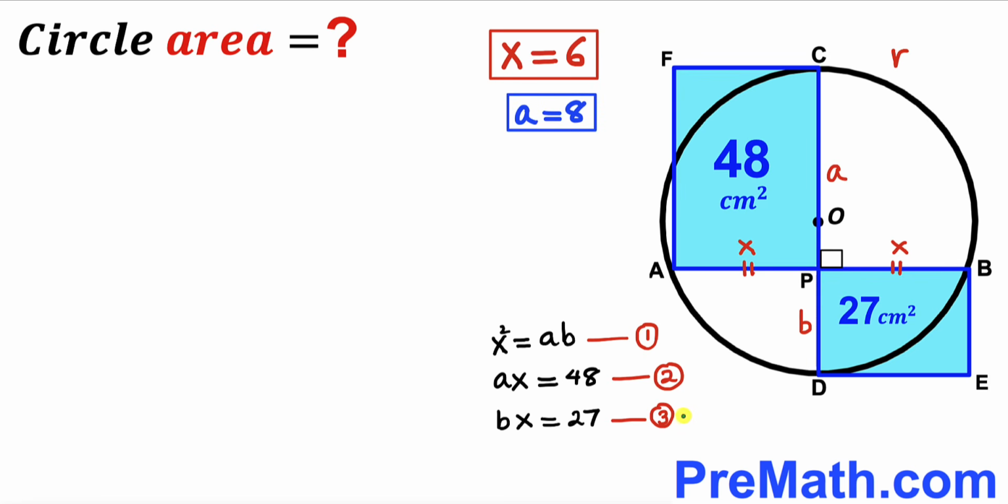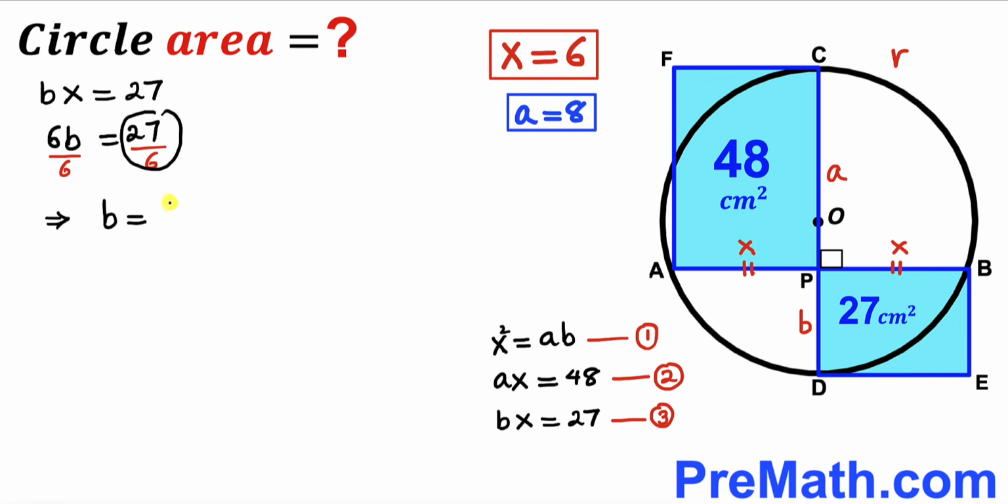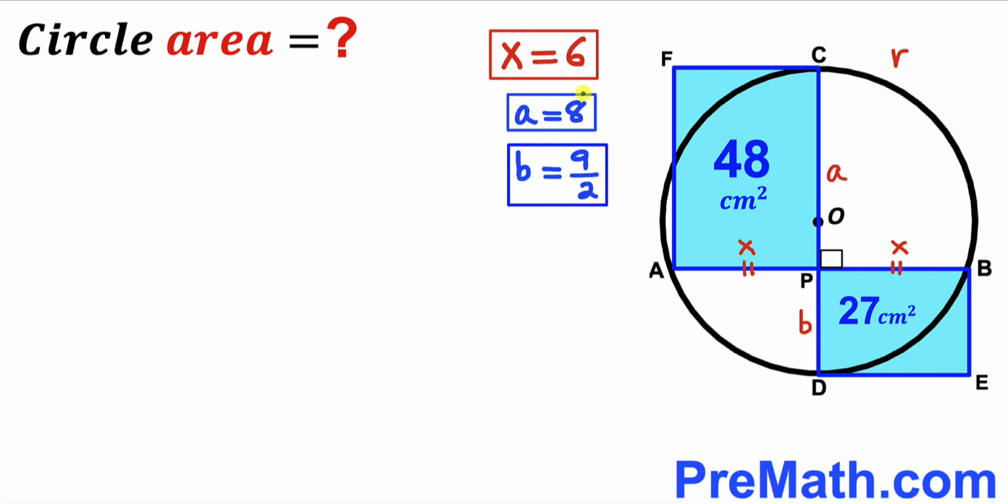And likewise we are going to focus on equation 3 as well. Here I have copied down equation 3, b times x equals 27. And now I am going to replace this x value with 6 over here. So we ended up with 6 times b equals 27. So therefore our b value, if we reduce this right hand side, is going to give us 9 divided by 2. So thus our a value turns out to be 8 and b value is 9 divided by 2.